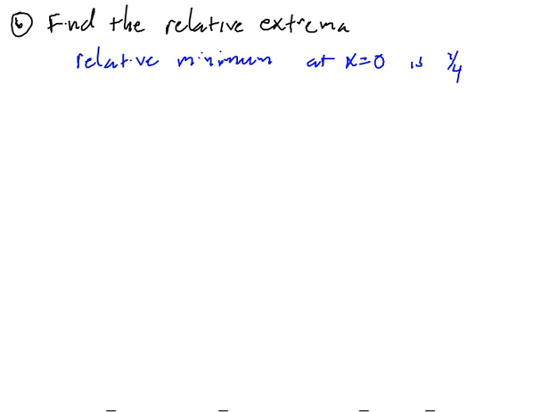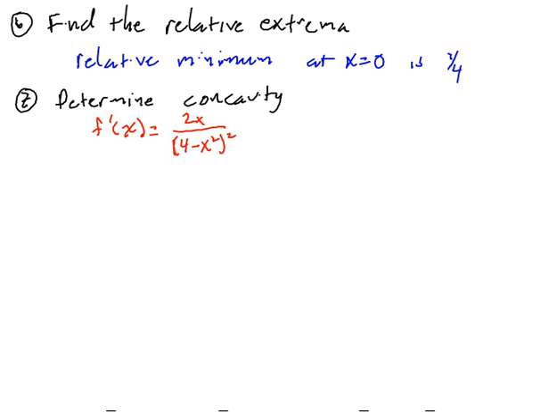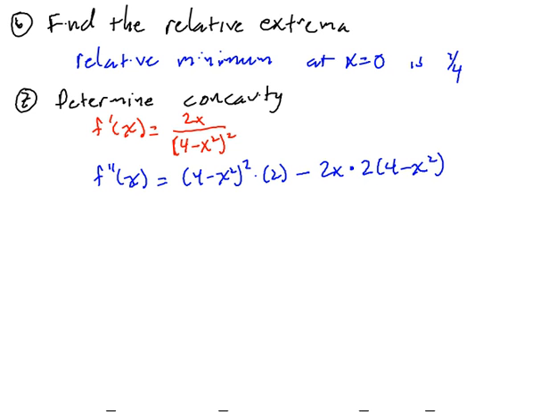Now the next step is to determine the concavity. To determine the concavity, we have to take the second derivative. So the second derivative would be the bottom function, 4 minus x squared, times the derivative of the top, which is 2, minus the top function, 2x, times the derivative of the bottom, which would be 2 times 4 minus x squared raised to the first, times the derivative of the inside, which is negative 2x, all over our denominator squared, which is 4 minus x squared, now to the fourth.